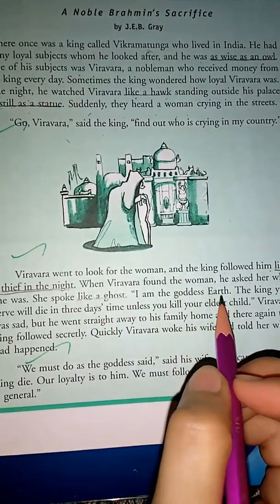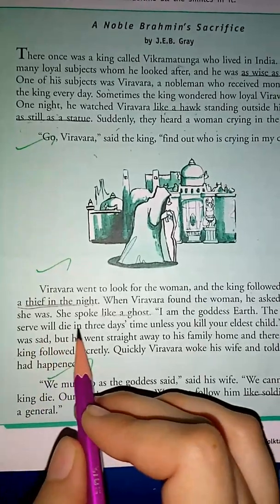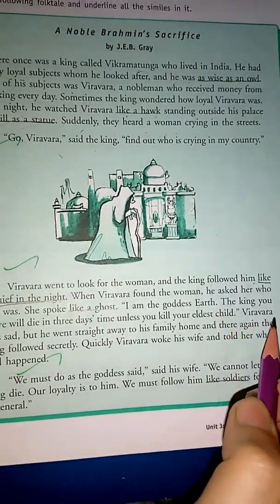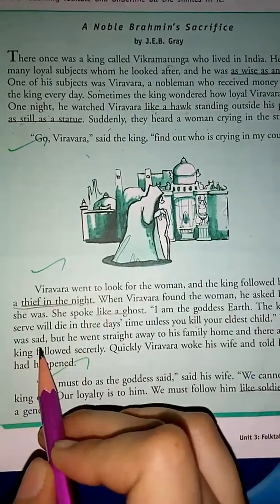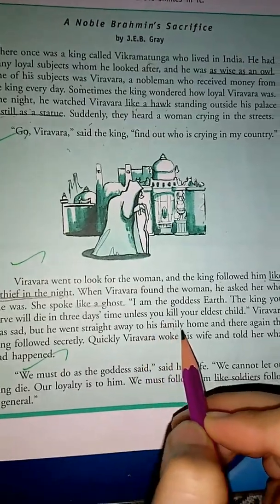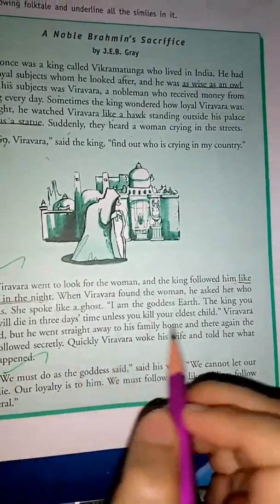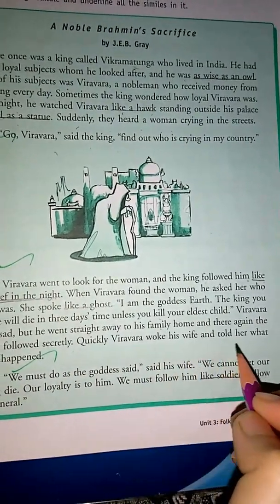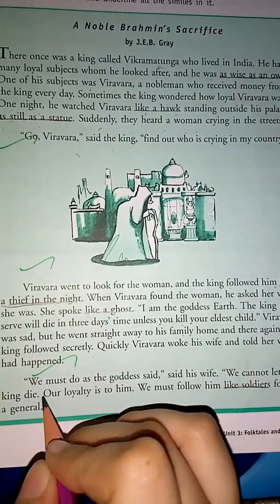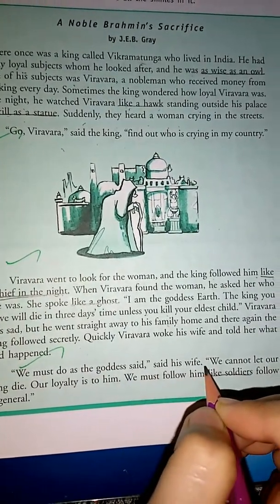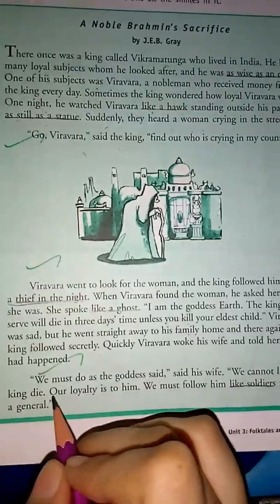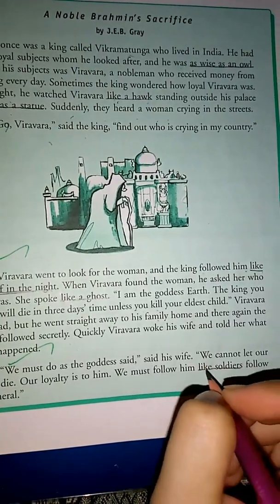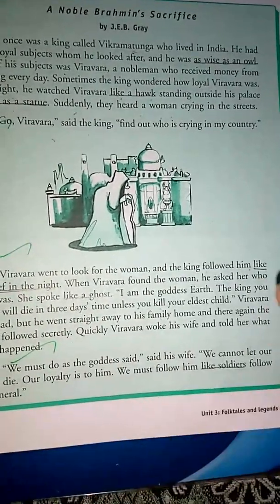I am the goddess Earth. The king you serve will die in 3 days' time unless you kill your eldest child. Okay, Viravara was sad, but he went straight away to his family home, and there again the king followed secretly. Quickly, Viravara woke his wife and told her what had happened. We must do as the goddess said, said his wife. We cannot let our king die. Our loyalty is to him. We must follow him like soldiers. Underline it, like soldiers follow a general.